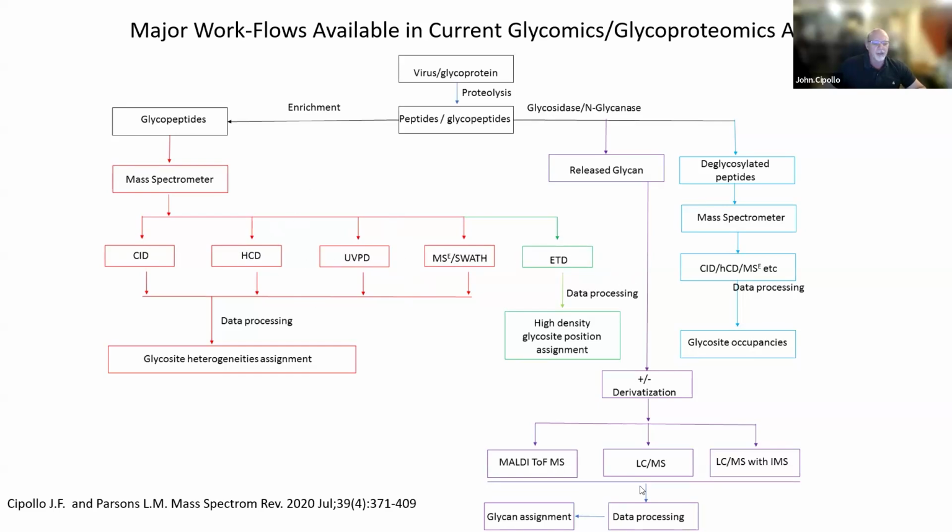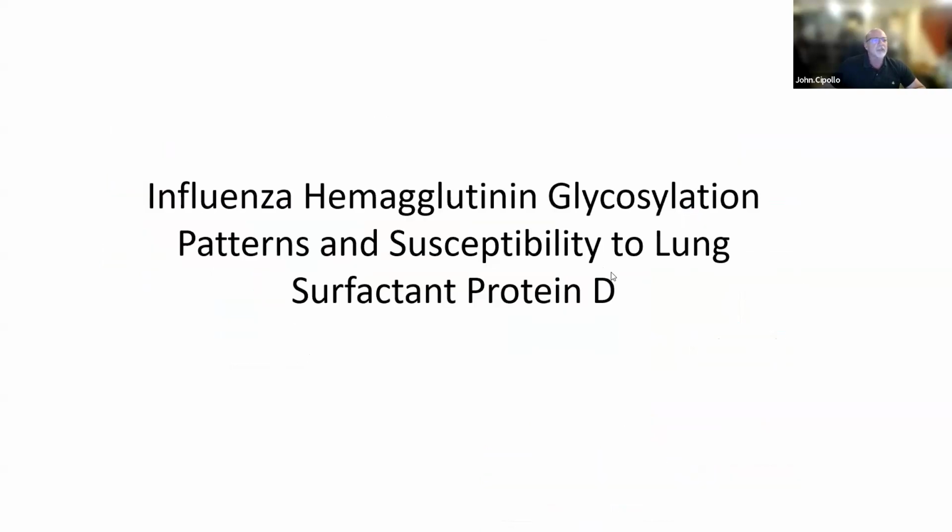Again, we're looking at three different areas. One is the glycosylation heterogeneities, essentially glycopeptide characterization. Then we can look at the deglycosylated glycans, and we can also look at glycosylation site occupancy and so on. So this is just an overall general diagram of what's available for analysis.